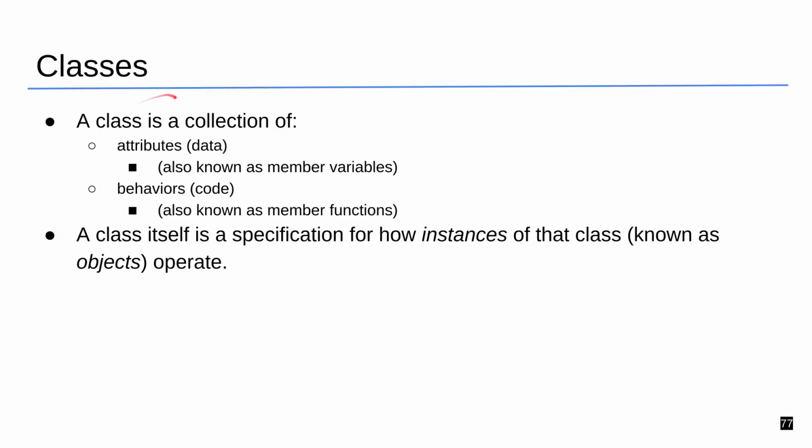So building custom data types with classes. A class has attributes, that's the data, or member variables, we call them in C++, and then the behaviors, the actual code or functions. You know these as methods in a language like Java. We call them member functions in C++. Okay, so a class is just a specification of how instances of that class operate.